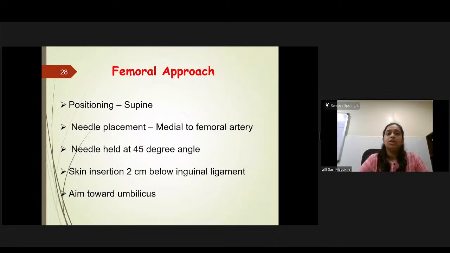Next is the femoral approach. The position is supine. Needle placement is medial to the femoral artery. The needle should be held at a 45 degree angle and skin insertion should be 2 cm below the inguinal ligament, and you have to aim towards the umbilicus.